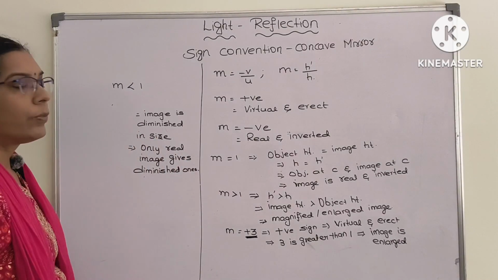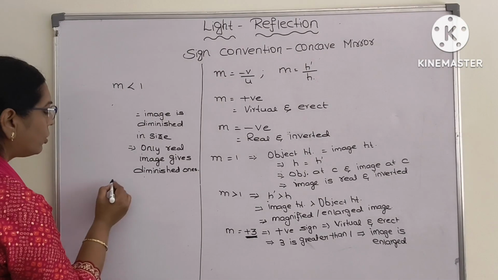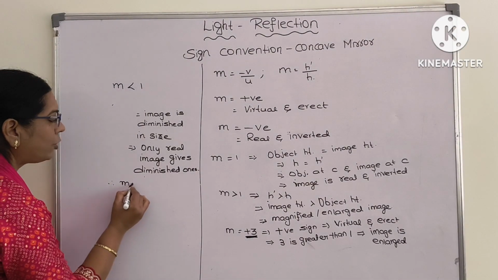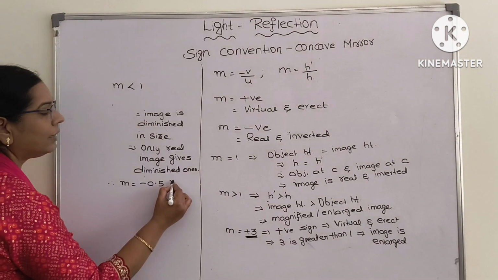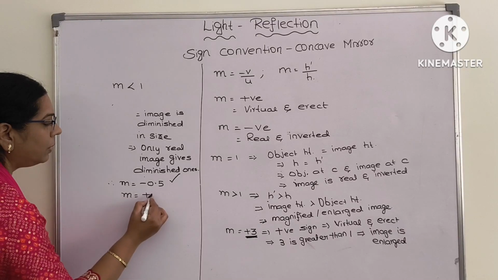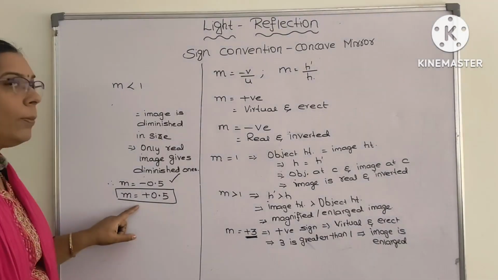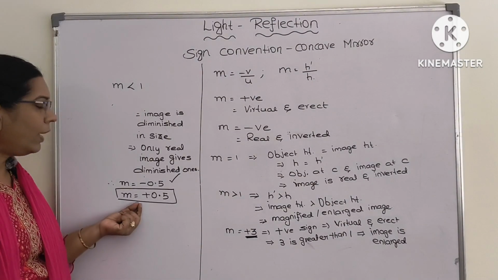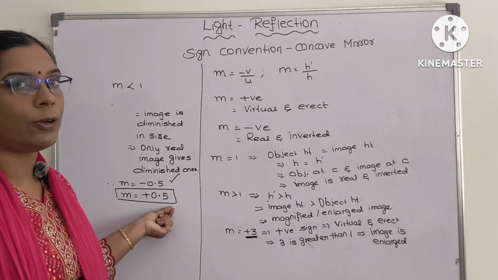So what should be the sign for m for less than 1 values? Therefore, m should always be minus and then a decimal. This is possible. But tell me, is this possible? Now comment on this, children. Can we have a magnification for a concave mirror of plus 0.5?